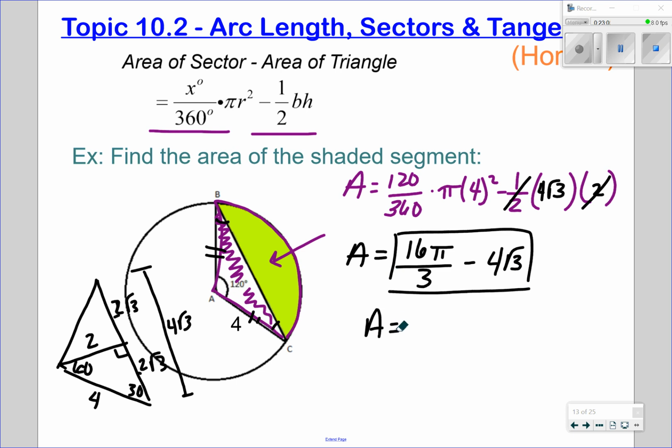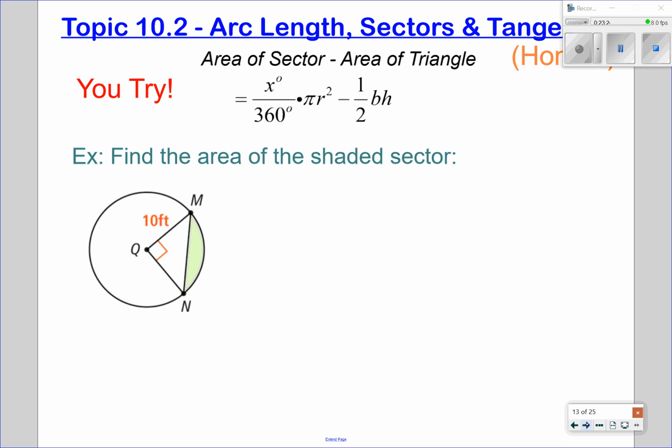If you were to go ahead and put that into your calculator, you would get 9.8. Make sure you guys are actually doing the calculator portions, because you want to make sure that you're comfortable substituting these values in. And whenever you use pi, use the pi button unless they say to use 3.14. All right, you guys go ahead and give this one a whirl.